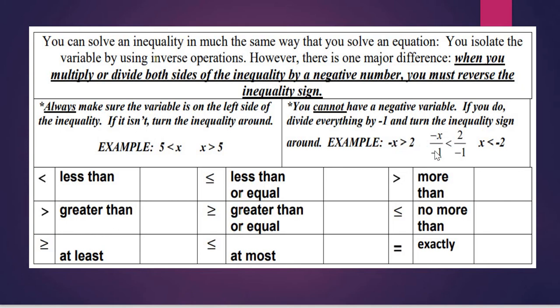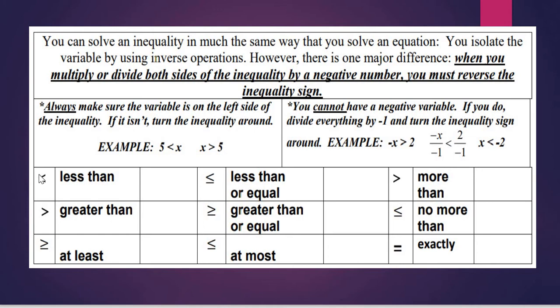So this is like saying -1x over -1, less than 2 over -1. Just go ahead and divide it by a -1. A negative divided by a negative gives you a positive. So -1x divided by -1 will give you a positive x. 2 divided by -1 will give you a -2. Now, when you look at this right here, notice that the symbol was greater than, and it has been reversed, and it's less than. So x is less than -2.